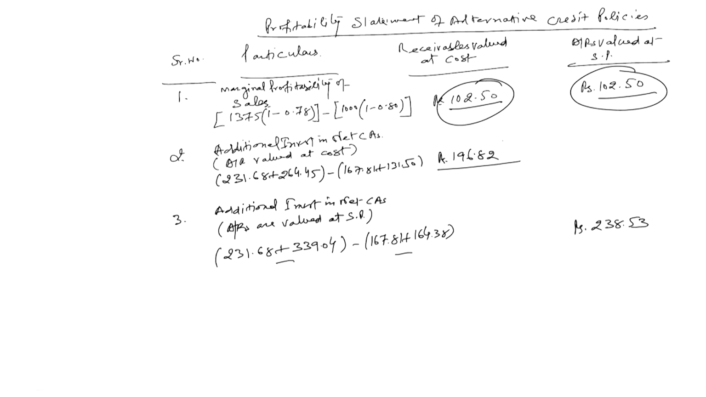So when we have taken that into account and worked it out, we have seen that because of the relaxed credit policy, increased sales and increased credit period, we are going to have additional investment in the receivables. When the receivables are valued at selling price, that investment is going to be 238.53 crores. So we have worked out both the investments. The profit is also worked out at both the levels, which is the same. The investment is different, 196.82 at the cost price, and 238.53 when the receivables are valued at selling price.